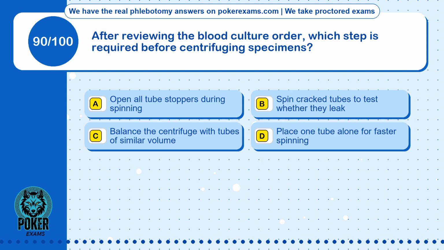Question 90. After reviewing the blood culture order, which step is required before centrifuging specimens? Option A. Open all tube stoppers during spinning. Option B. Spin cracked tubes to test whether they leak. Option C. Balance the centrifuge with tubes of similar volume. Option D. Place one tube alone for faster spinning.